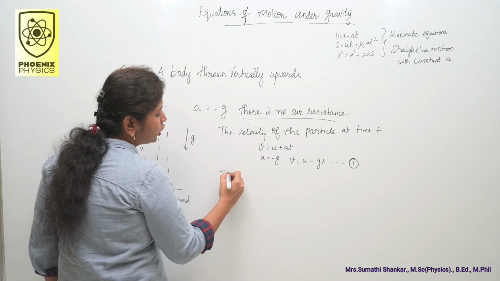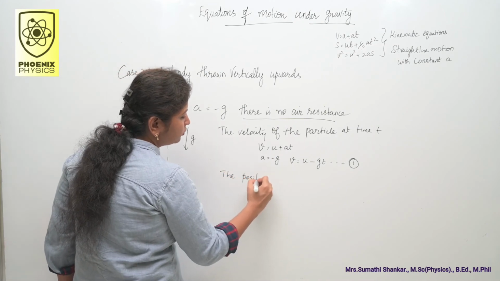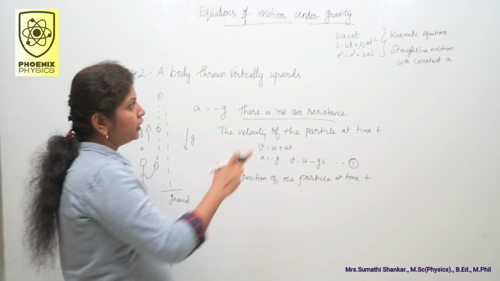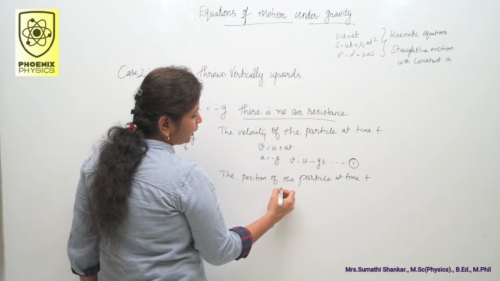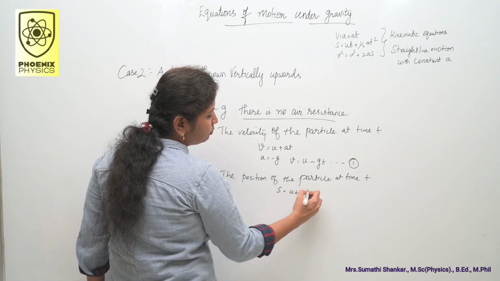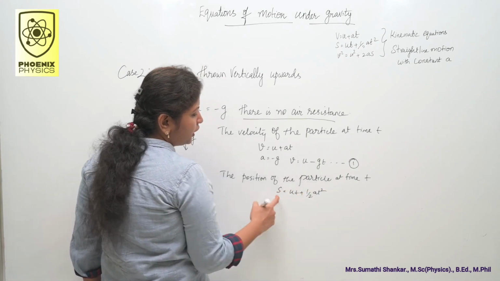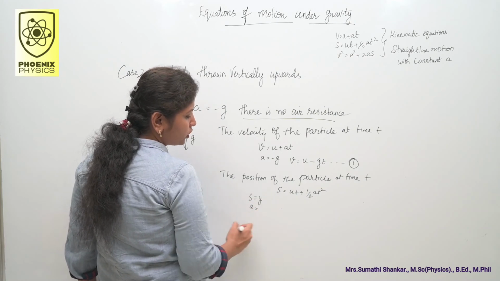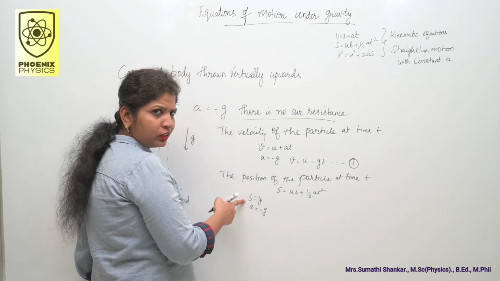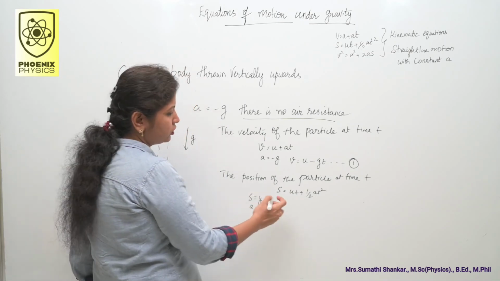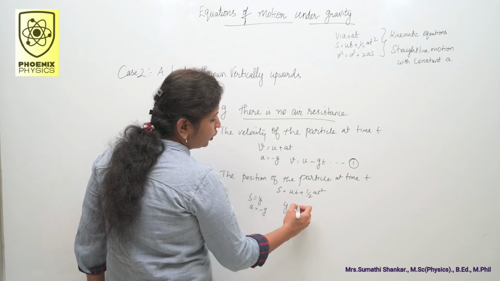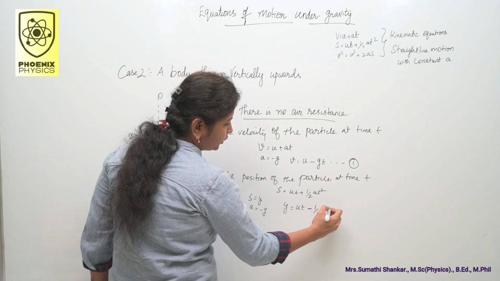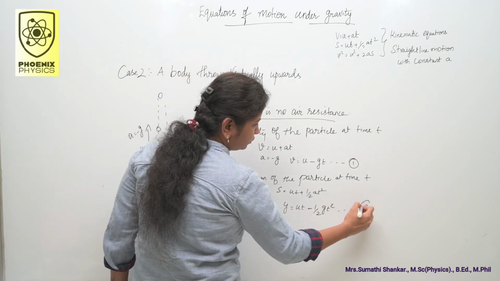How do you find out the position of the particle at time t? If it is position or distance, you should take the second equation. So what is our second equation? s is equal to ut plus half at square. Instead of s, you should substitute y. Instead of a, you should substitute minus g. s is a distance, y is also a distance. So y is equal to ut minus half gt square. This is our second equation.